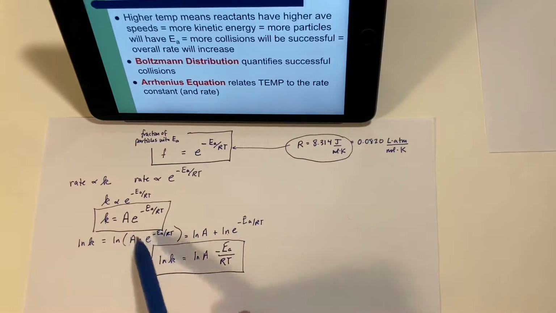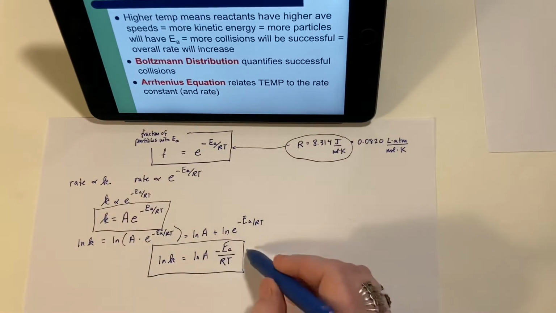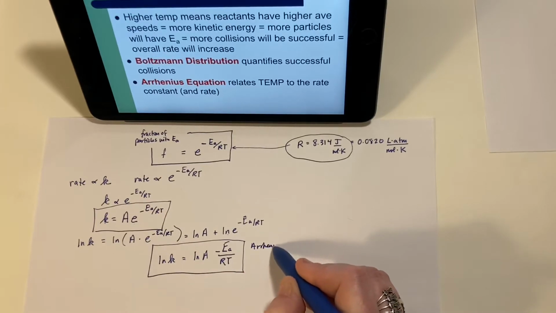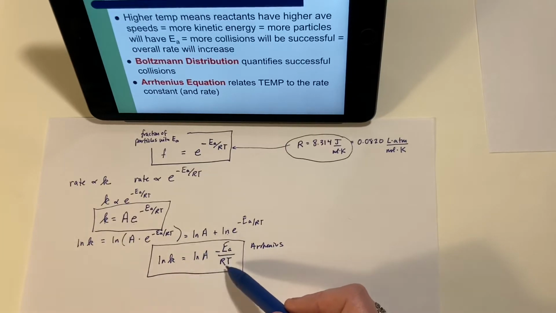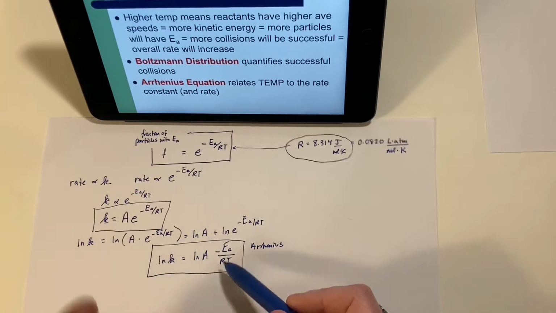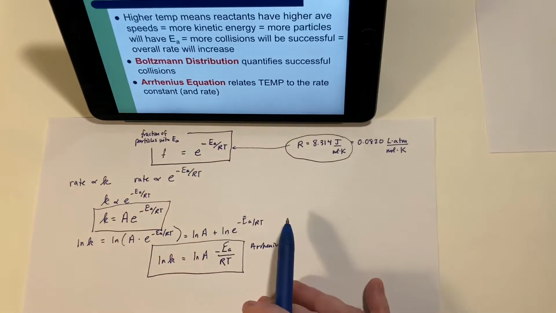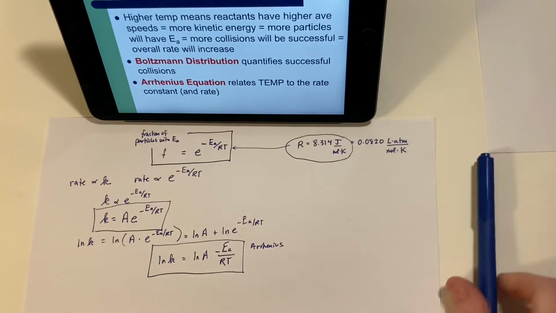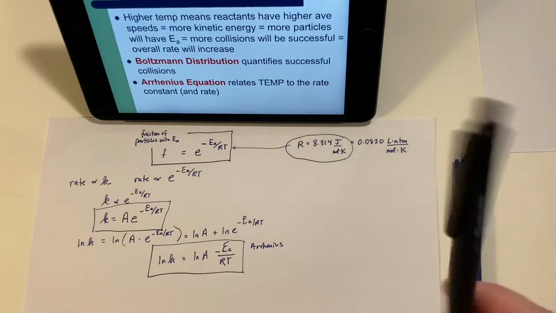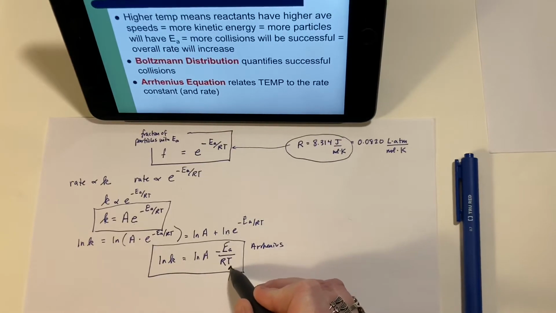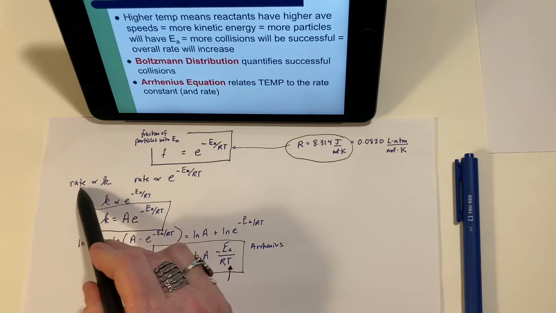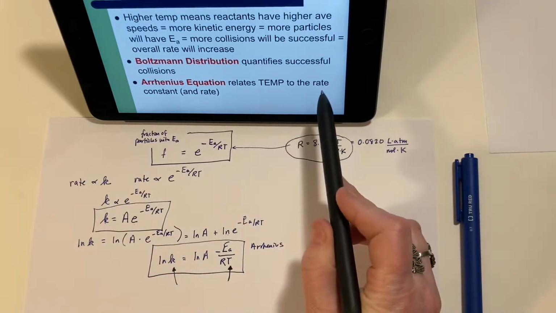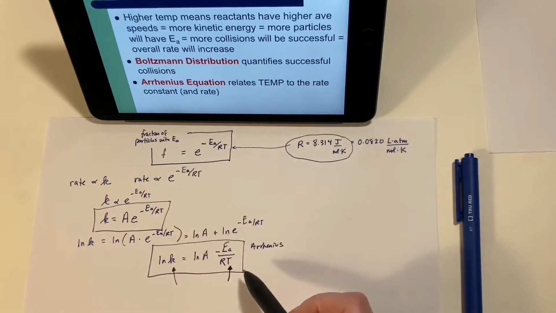So here's the exponential form. Here is the natural log form. Arrhenius actually did this empirically, but Boltzmann is the one who actually derived it. It should be called the Boltzmann equation, but other things are named after Boltzmann, so he was okay with that. And what does it do? Well, it does what we wanted it to. It relates temperature to rate constant, which is related to rate.